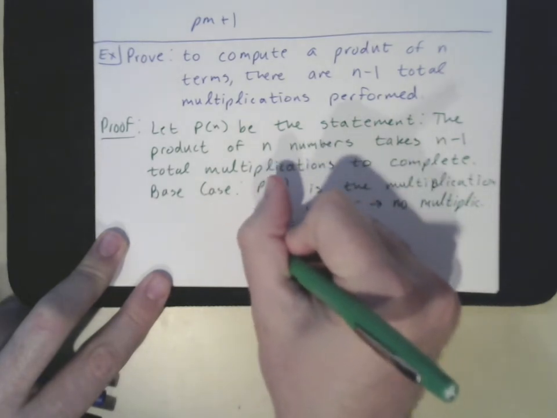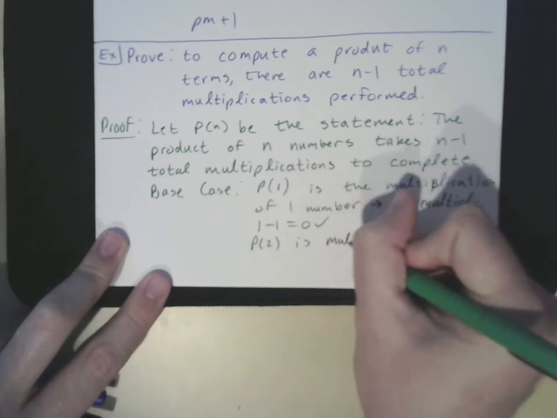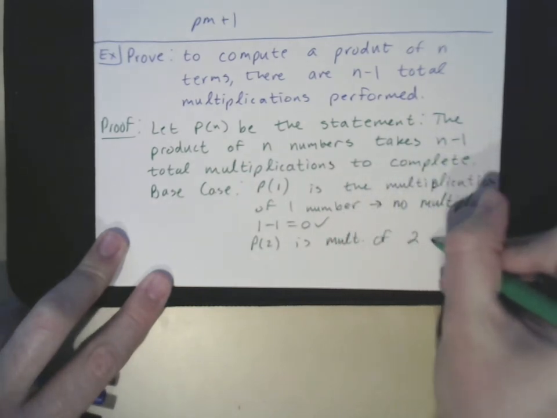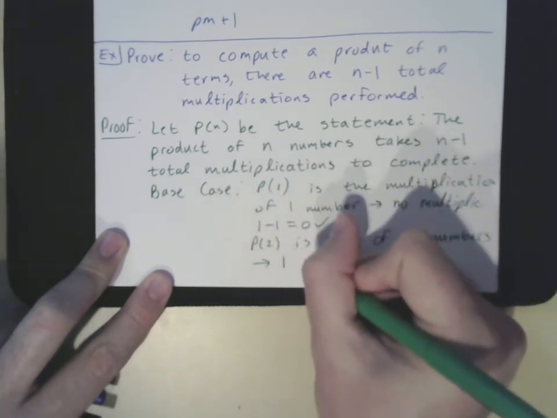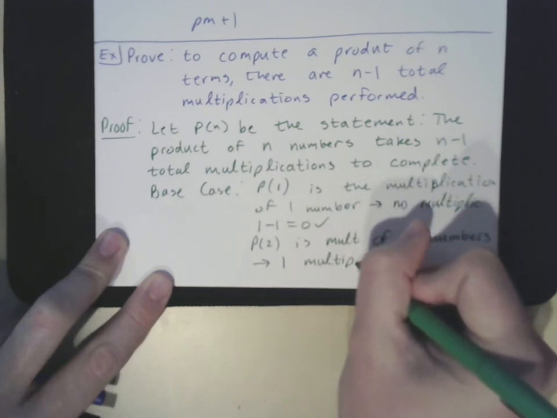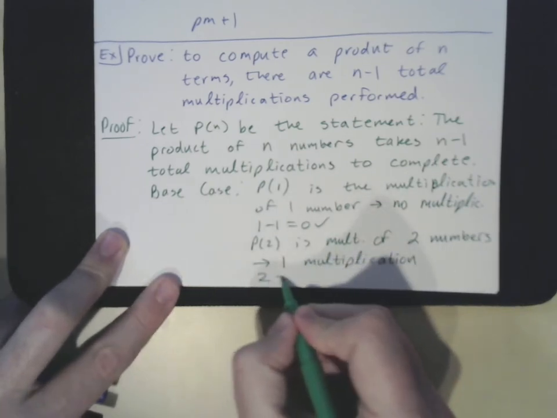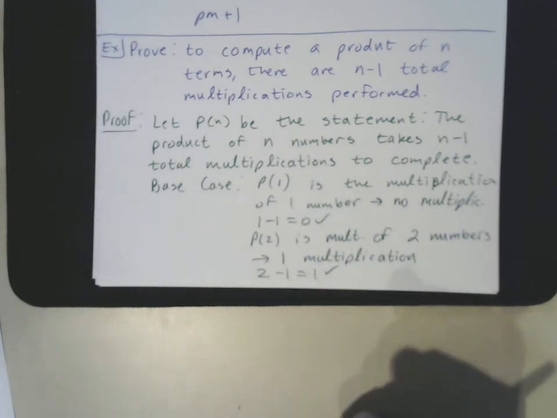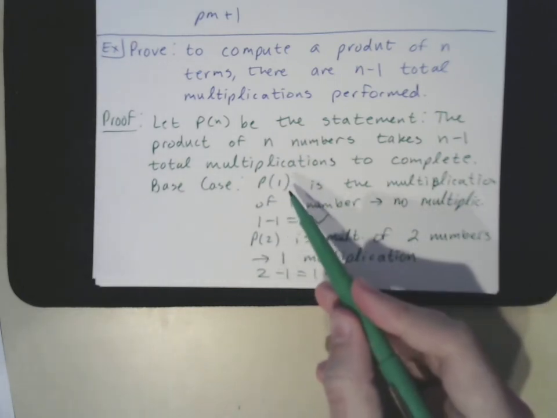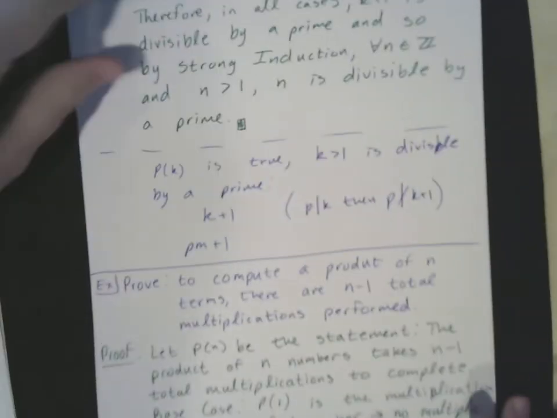So we need to, at minimum, go to P of 2, which is the multiplication of two numbers. And this we know has one multiplication. And 2 minus 1 equals 1. Okay, so these are our base cases, P of 1 and P of 2. So now we've set up our integers, our A and B. So we move on to the inductive step now.